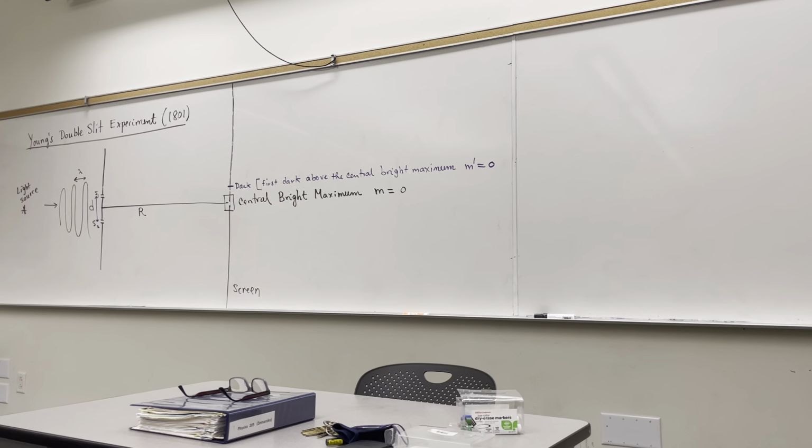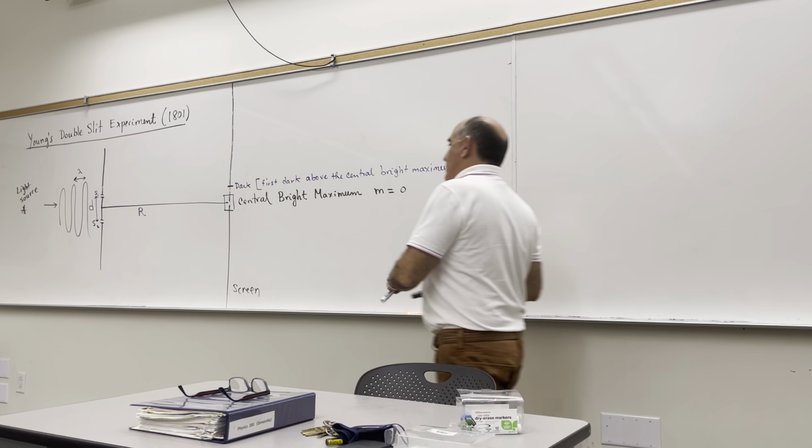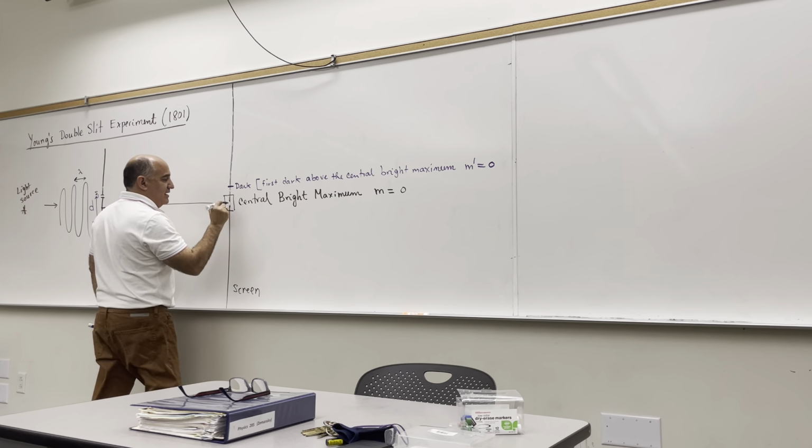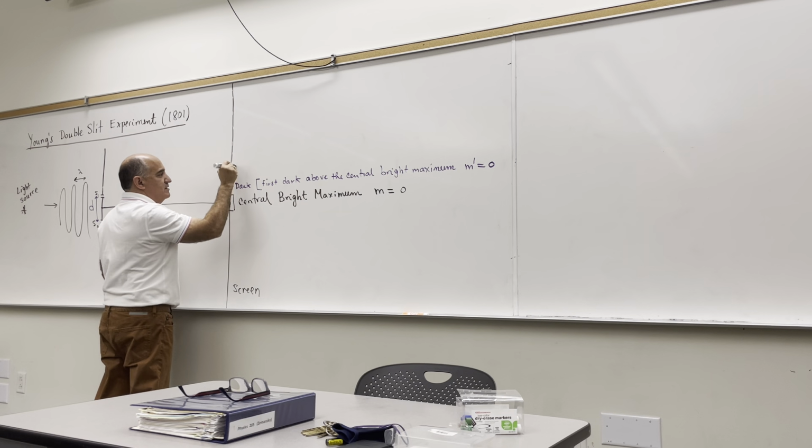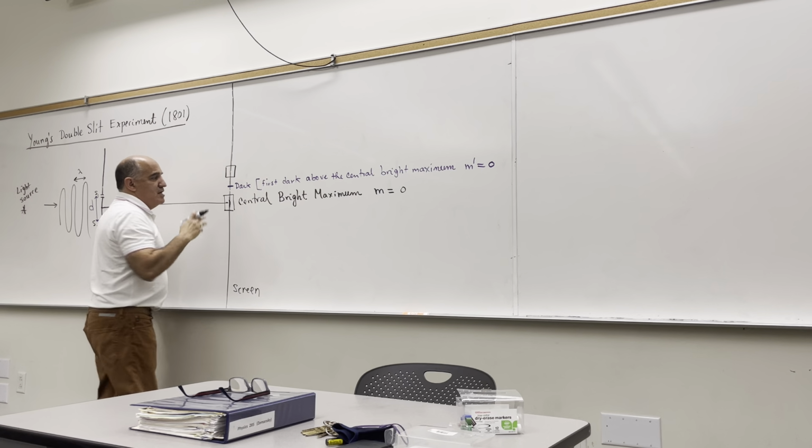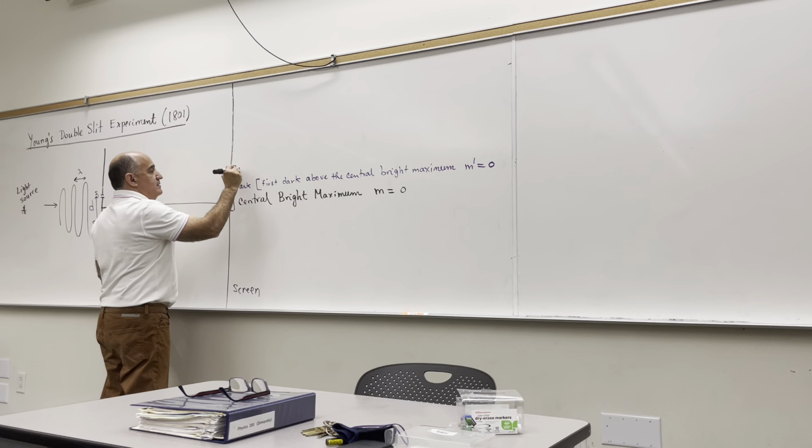Now, as I continue to move off from the center, will I get to a path length difference of 3/2 lambda or lambda? Which one am I going to get to first? Lambda, which means I'm going to get a bright spot. So next to that dark, there's going to be a bright spot. And again, I'm using a rectangle to represent bright.